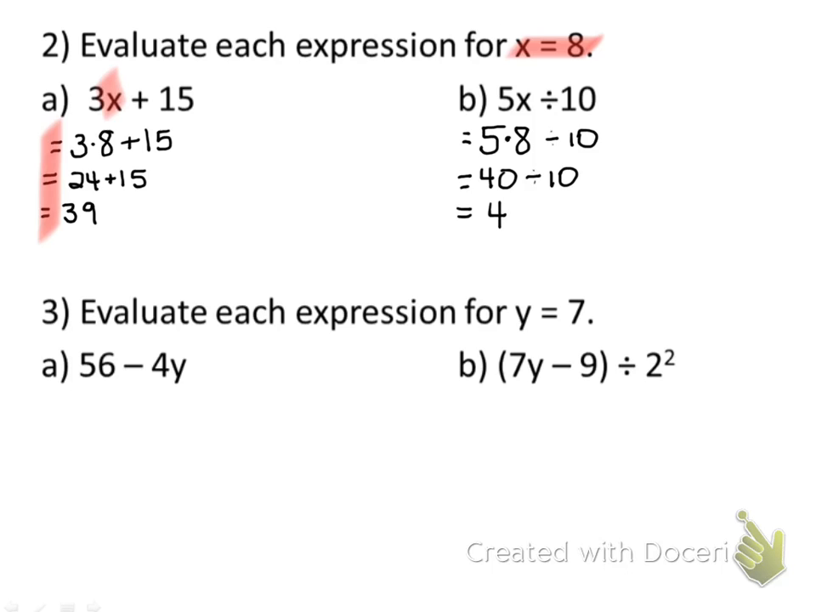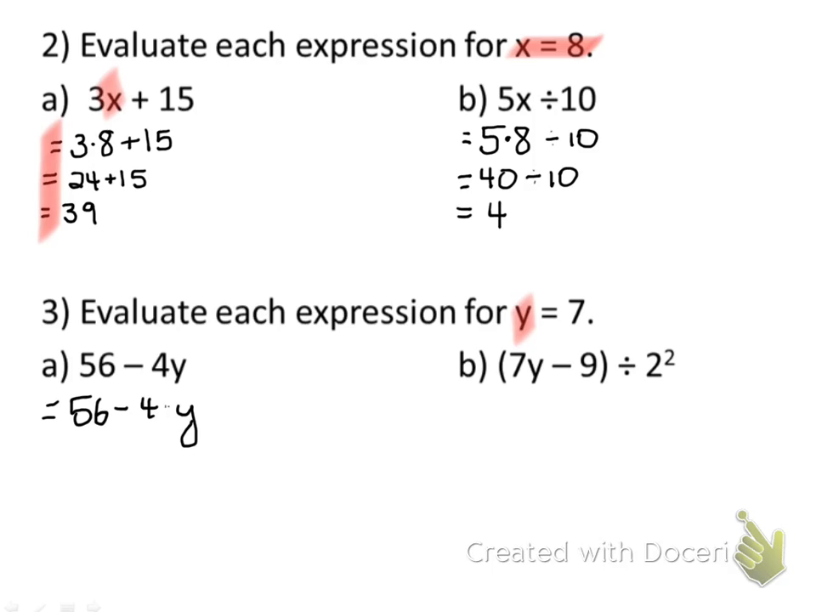Okay. Then it says evaluate each expression for y equals 7. Instead of the variable that they chose in this one, instead of being an x, it's a y. And if you notice, there's y's in all of these. That's completely fine. Just instead of putting an x, we put a y. No problem. And so this one here is 56 minus 4y. That would be equal to 56 minus 4 times y.